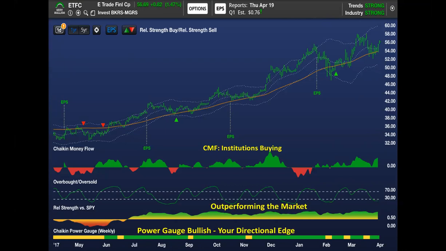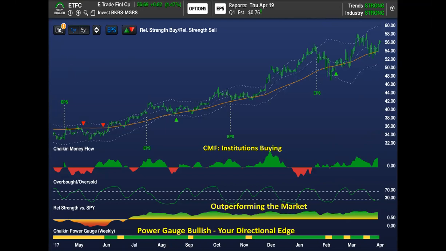Right on top of that is a heat map that tells you whether the stock, in this case E-Trade, is outperforming or underperforming the market. Look back over 6 months, convert the numbers that you would typically see in Investors Business Daily for relative strength, and convert them into a heat map. That's one additional way we solve the information overload problem.